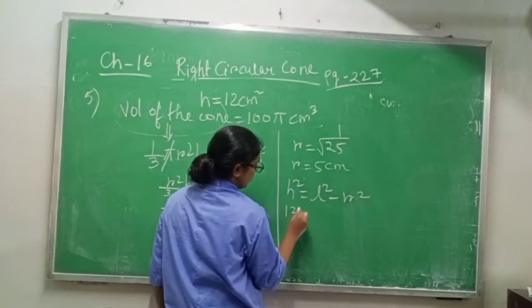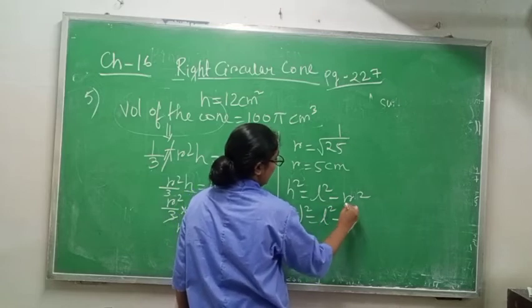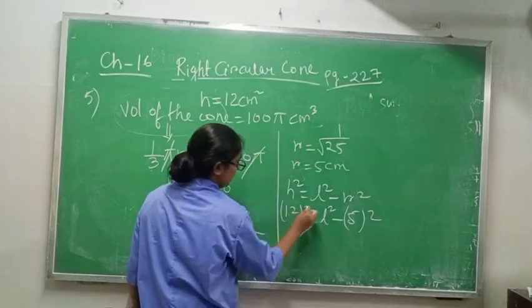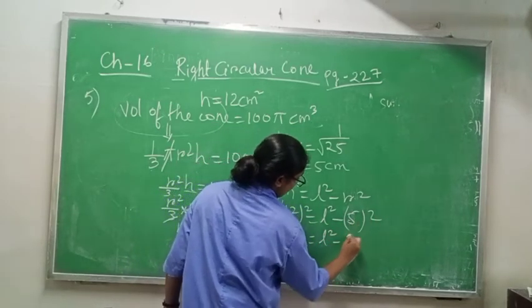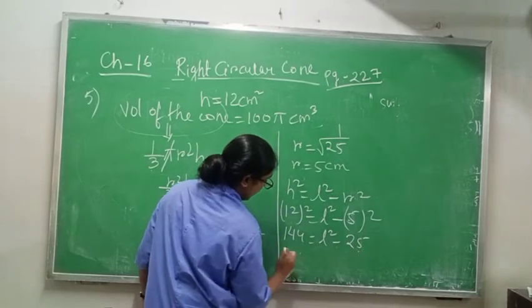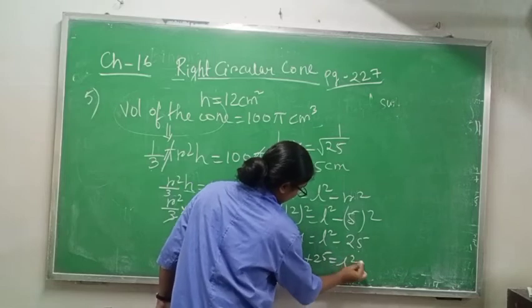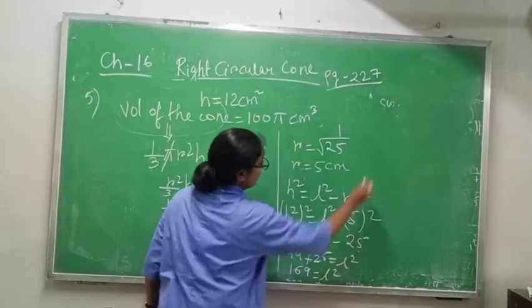h value is 12, so 12 square. l you have to find and r is 5. So 12 square will give you 144 equals l square. 5 square will give you 25. Minus 25 will come this side, will become plus 25 equals l square. When you add, you will get 169, l square.